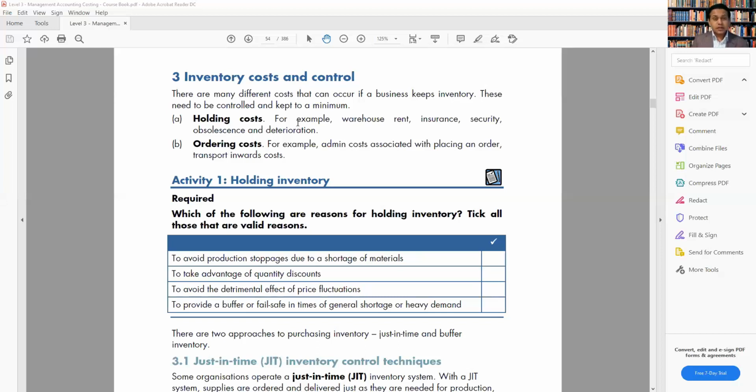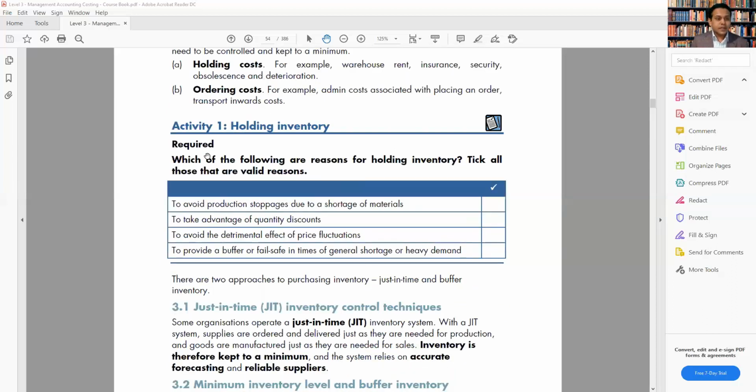So holding cost, we already know: the insurance cost, the rent of the warehouse, the security, and obviously there might be some wastage. If we hold the raw material for a long time, there is a possibility some of the raw material will be wasted. So that will bring some cost for the company. The next one we have is the ordering cost. For example, admin cost associated with placing an order, transport inward cost. Inward cost means the delivery cost. So that type of cost will be relevant to the inventory.